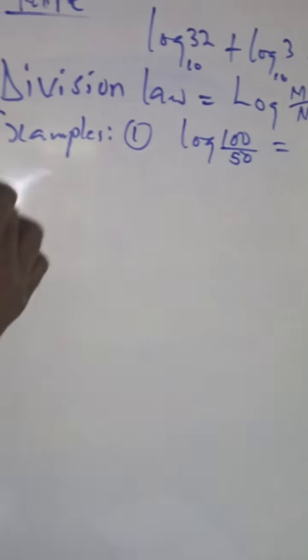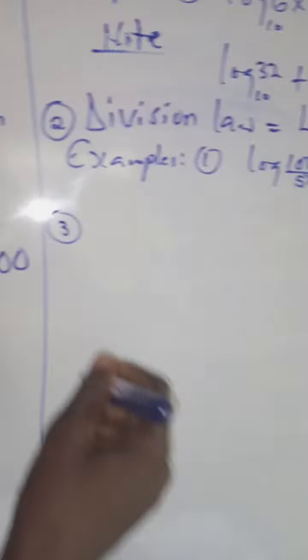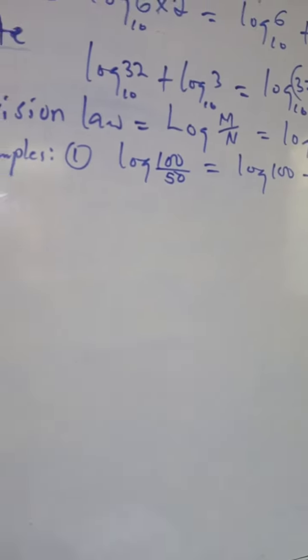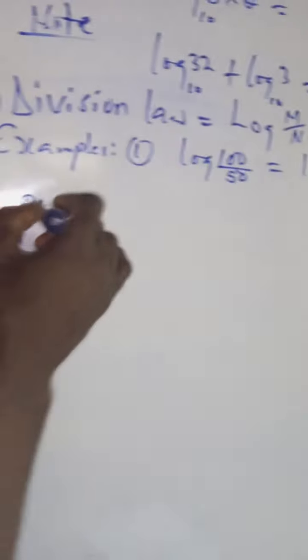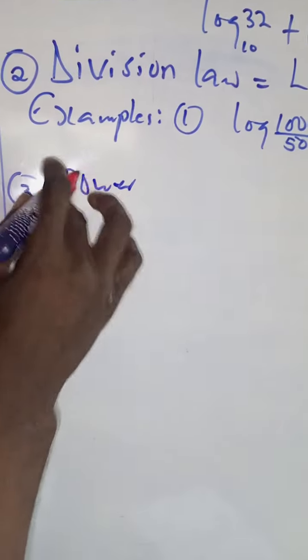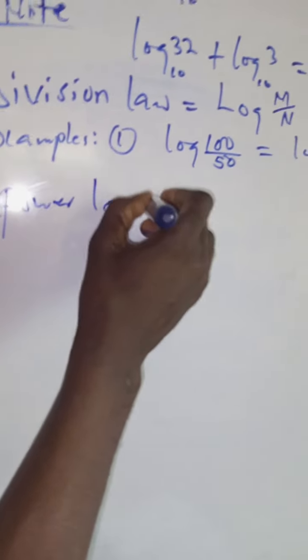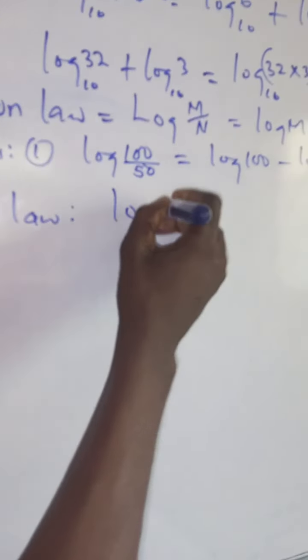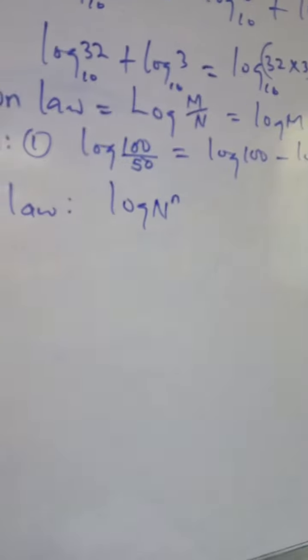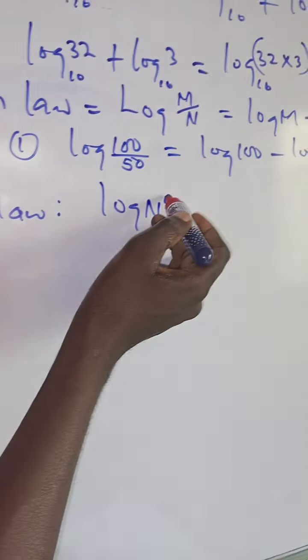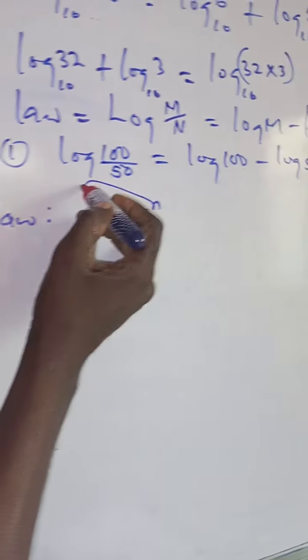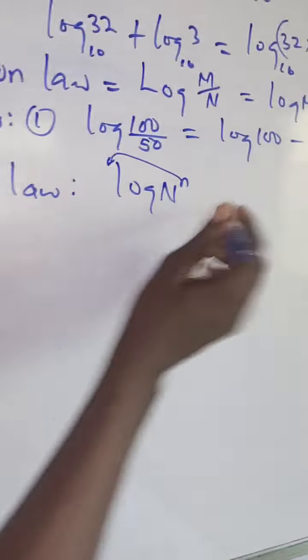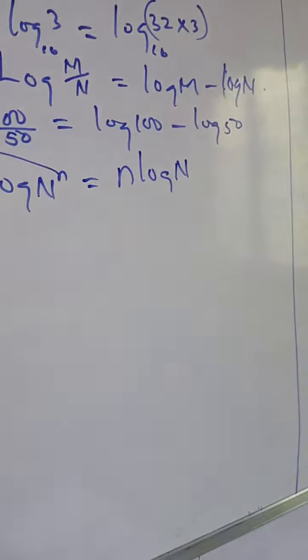Now let's go to the third law. We call it the power law. This power law is when you have log M raised to power n, then your index has to move to the front and leave the remaining one outside. So it will be n log M.